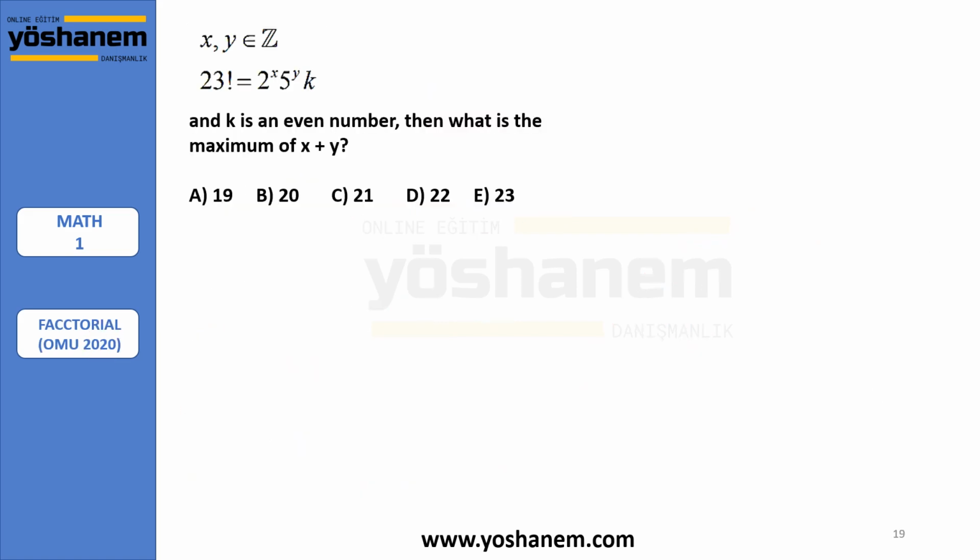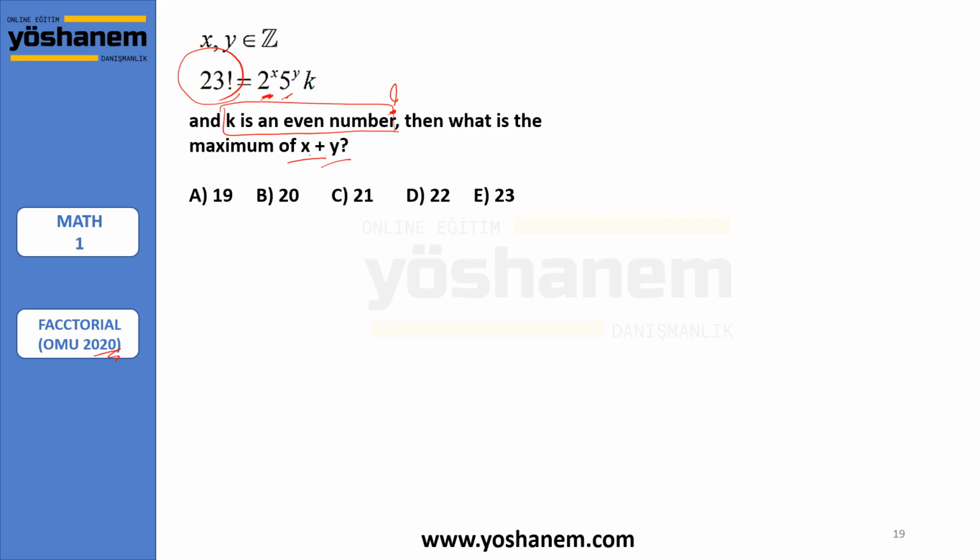The last question is from 2020 and it's a different type of question. In this question we are going to find maximum x plus maximum y, and there is a tricky point, k is an even number. We have to be careful about it, okay? This is important. We are going to find all 2's and 5's in this 23 factorial and add them up together to find maximum x plus y.